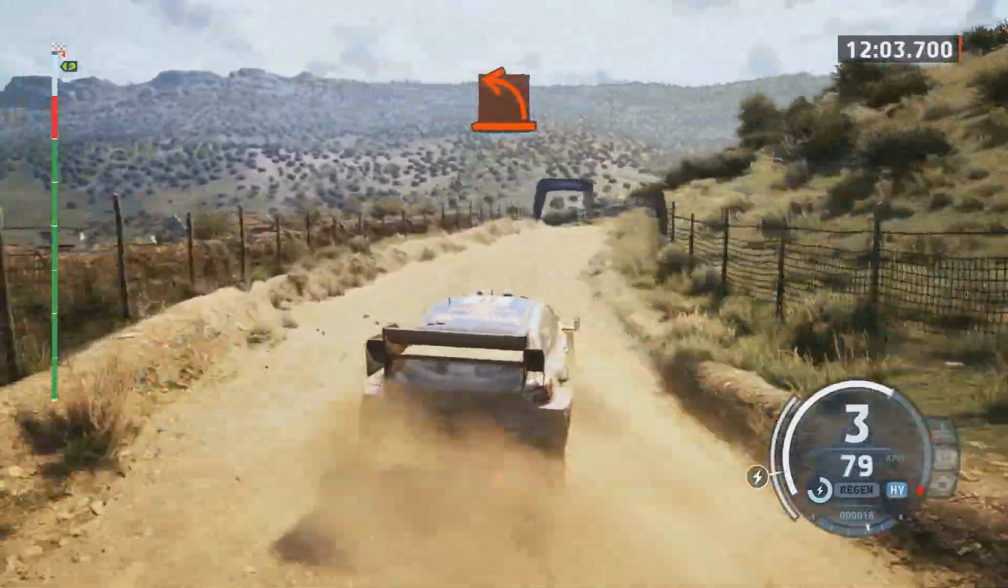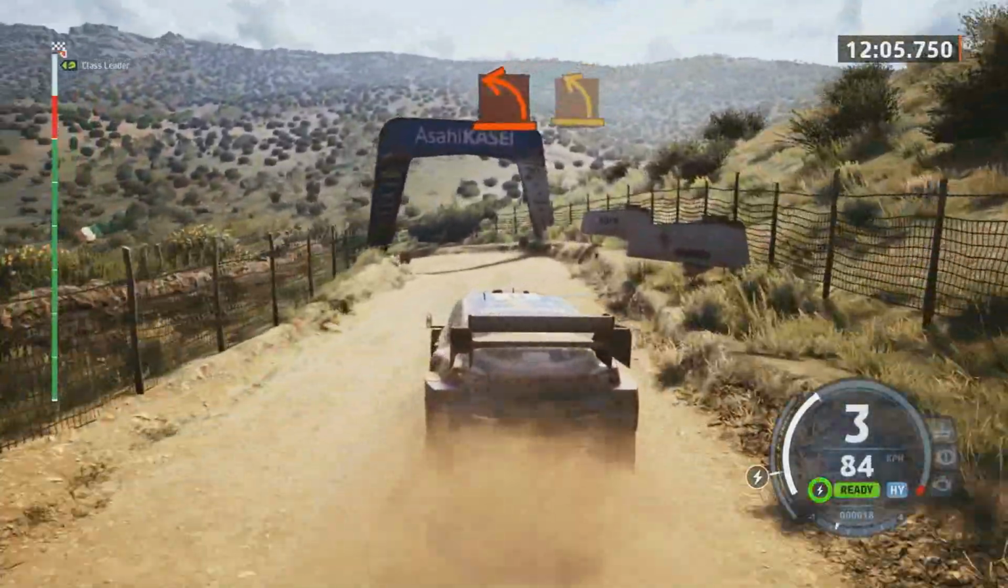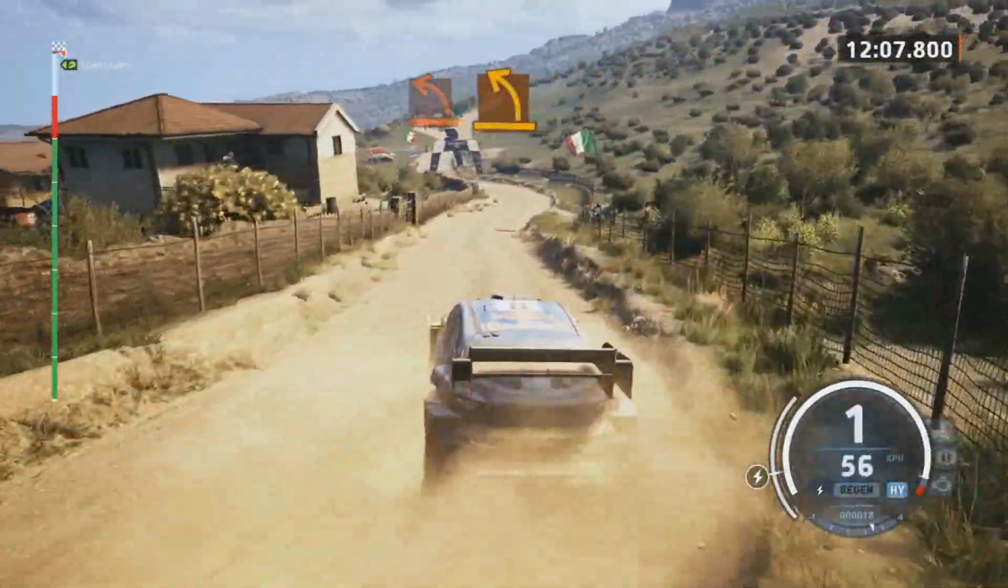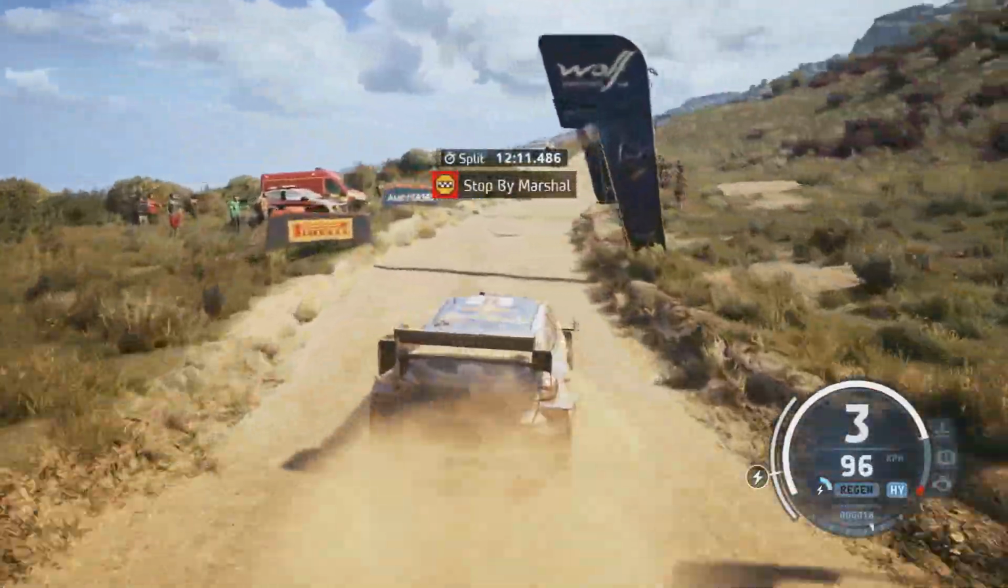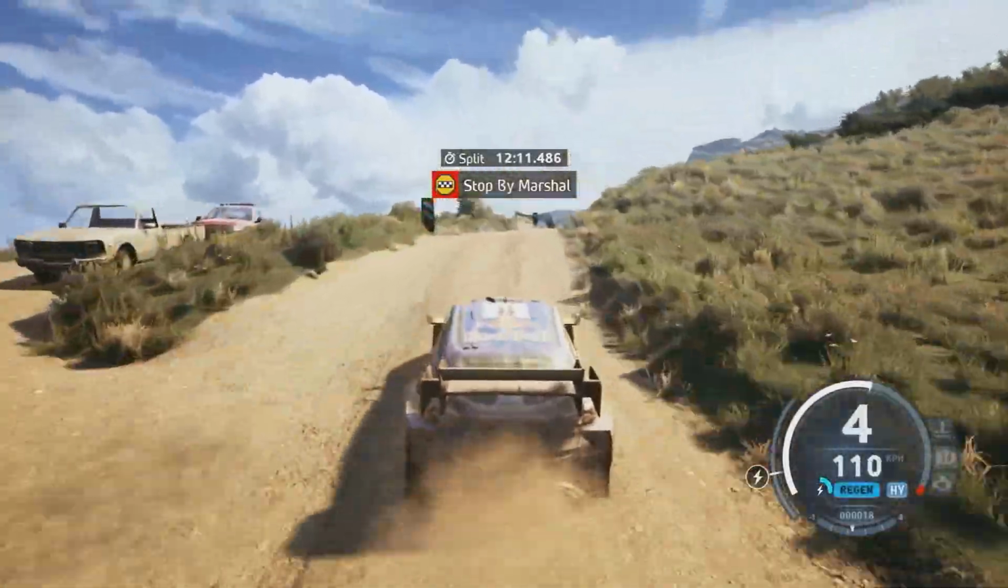Hard left. Medium left. Into easy right. Over finish to stop. Okay. That's a 12 minute, 11.5.